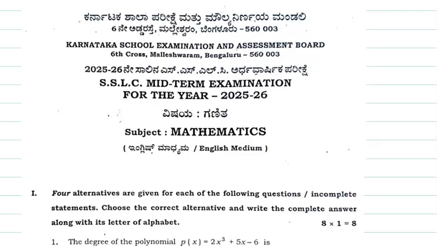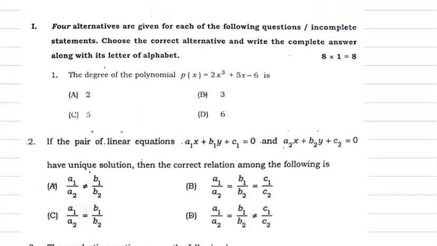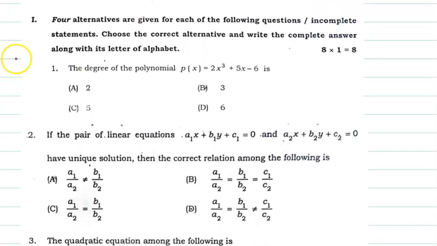Let us start with MCQ. The first question is from the chapter polynomials. It is a direct question. They ask the degree of a polynomial. A polynomial is given here. We need to find out the degree of that polynomial. We all know the degree of a polynomial is nothing but the highest power of the variable. Here we have a term with the highest power, therefore the power of the variable is 3, therefore the answer for the first question is 3.